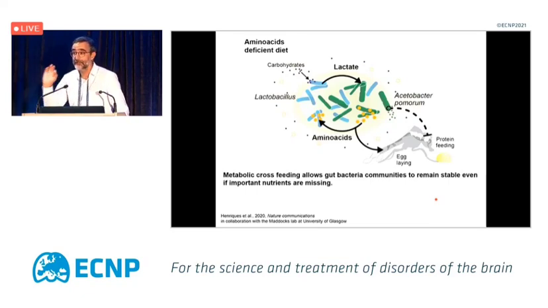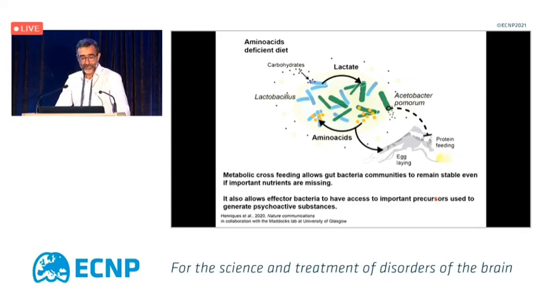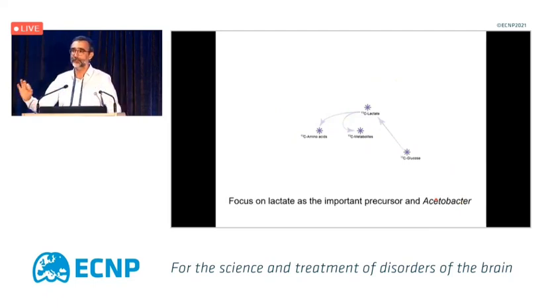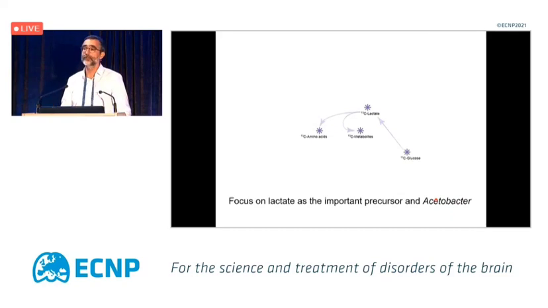But the amino acids are not what changes behavior. And if you want to know why we get to the conclusion, you need to read the paper. I don't have time today. Furthermore, this also shows us that Acetobacter is the key bacterium which changes behavior, and that lactate is a precursor to produce psychoactive substances. And I think this highlights the power of having complete control over the diet and the use of isotope-resolved metabolomics to look at what metabolites are produced by Acetobacter from lactate, and that's something we're doing now.